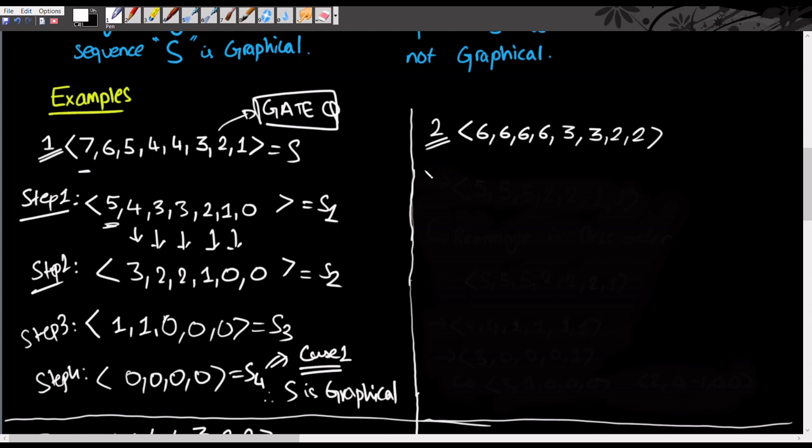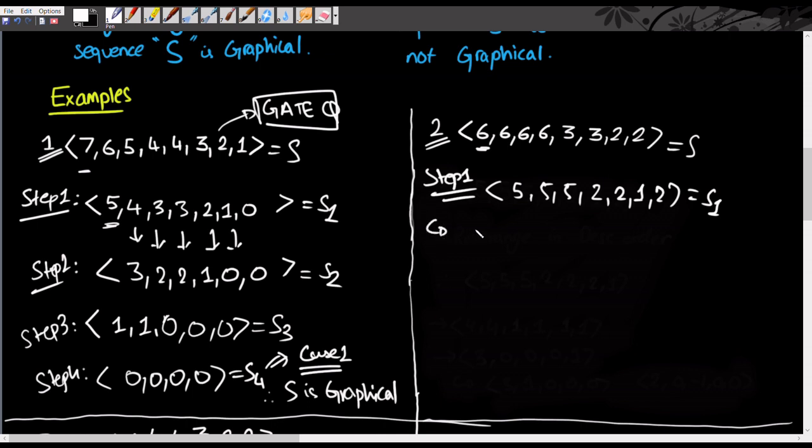So step 1 in this example, you pick out the highest degree, that is 6. You remove that, so this is S. You remove that and reduce the degree by 1 for the next 6 entries. So you get 5, 5, 5, 2, 2, 1, 2 as S1. Now if you carefully see, this is not a descending order. So as mentioned in the note, you make it into a descending sequence. This is your S1 after reordering.